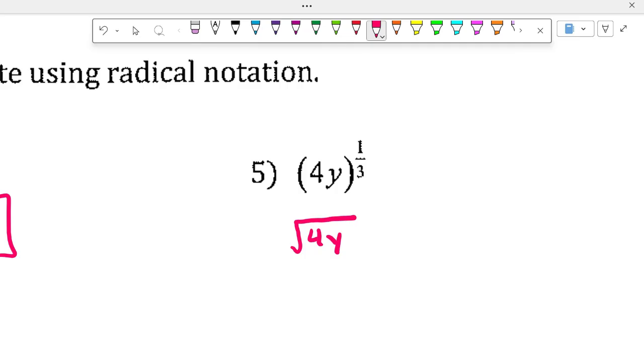Is it a square root? It's a cube root. So you need to put a little 3 on the outside. If it helps, you can raise this all to the first power. So I can rewrite this as the cube root of 4y.